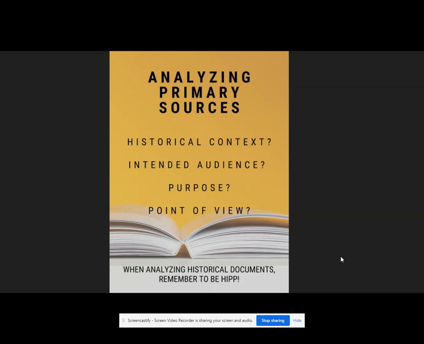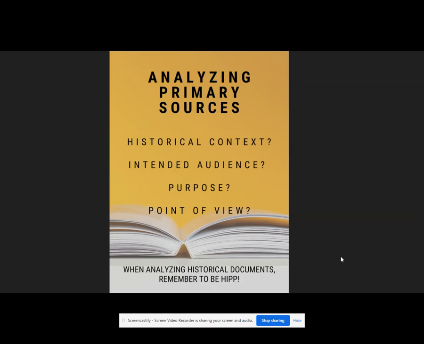Purpose. Purpose is, why was this source produced at the time it was produced? What did it do for the people? Were people supposed to read and be inspired? Were they supposed to be informed? Was it supposed to direct people? Was it to decorate? There's a lot of different purposes. So knowing exactly how a primary source is used in history is very important.